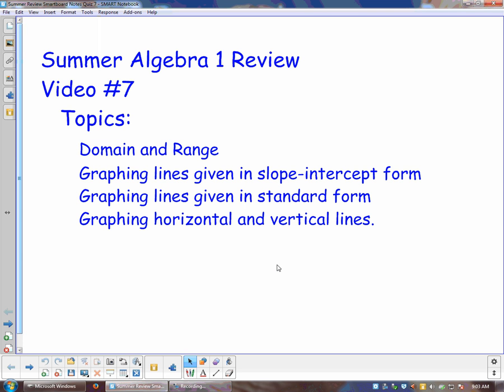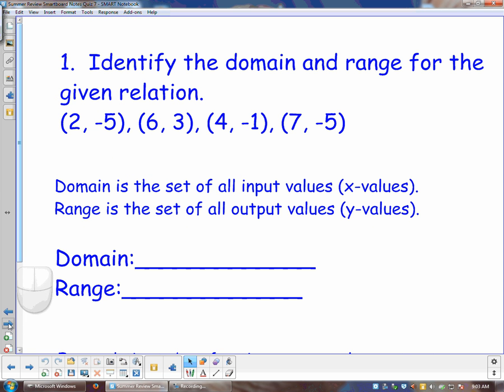We are looking at Summer Algebra 1 Review video number 7. The topics on this video are domain and range, graphing lines given slope-intercept form, graphing lines that are given in standard form, and graphing horizontal and vertical lines. So let's take a look at this first example. Identify the domain and range for the given relation.